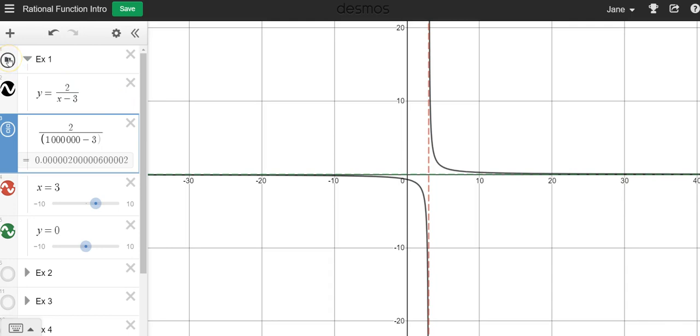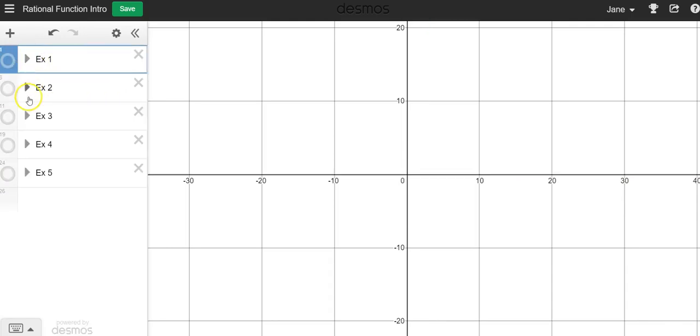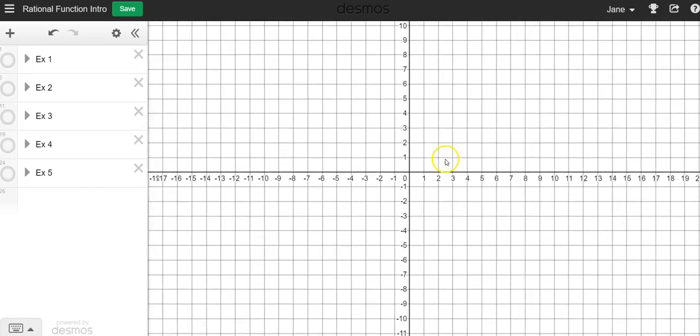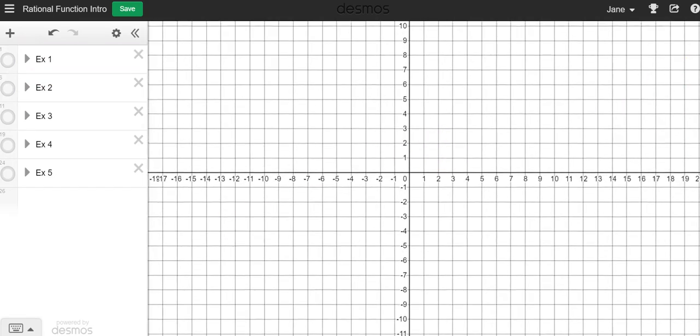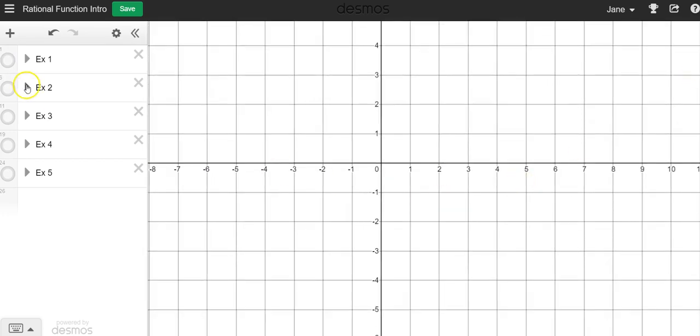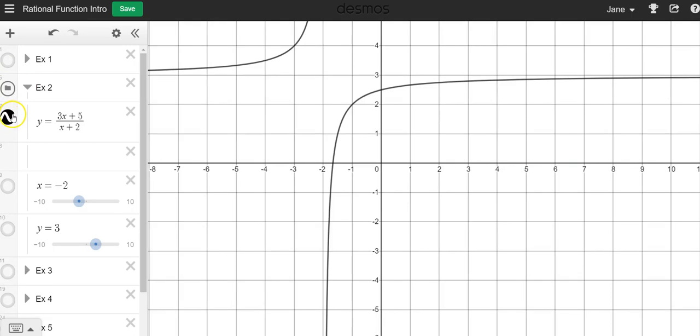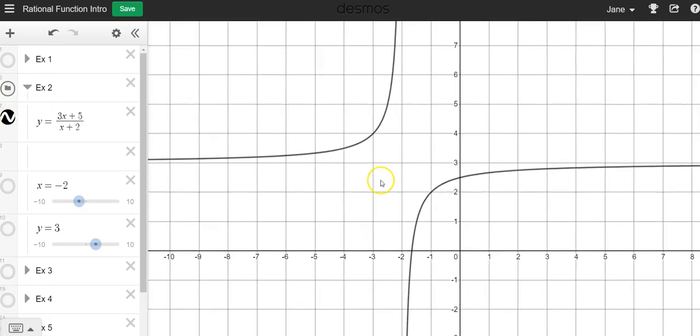Let's look at another example. I'm going to zoom back in so we can see the graph better. Okay, so example 2. In example 2, we have this function looking very similar to what we've had before with our basic function. We have 3x plus 5 over x plus 2.